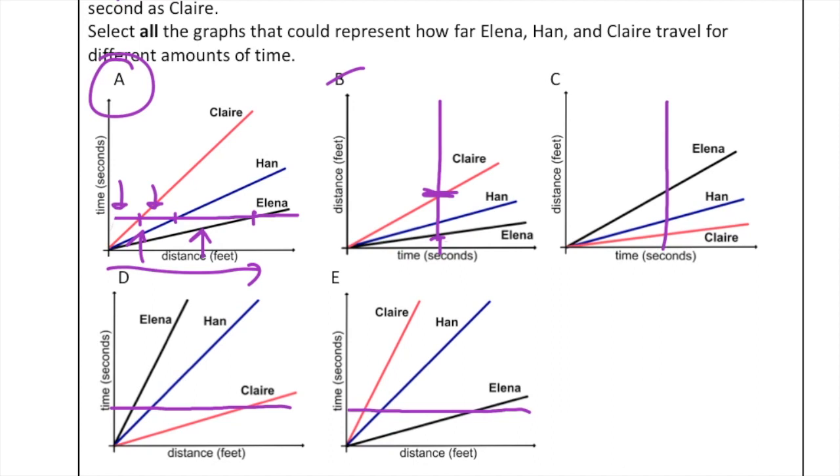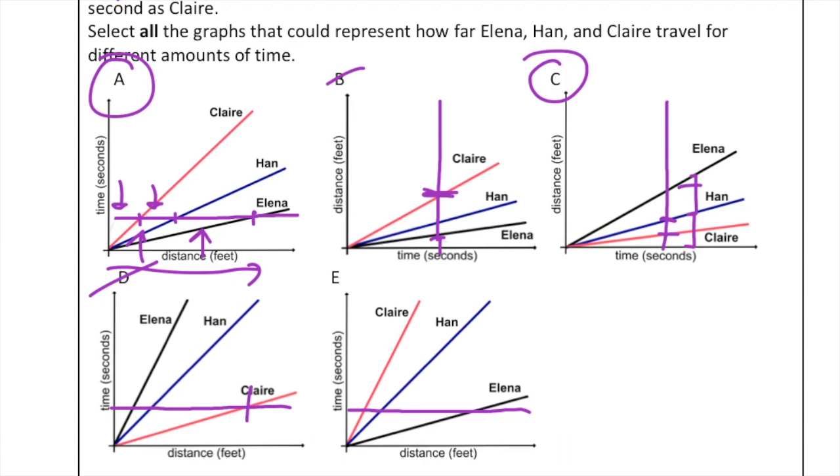Okay. For C, the distance between Claire and the axis and Claire and Han is about the same. And then the distance between Han and the axis and Han and Elena at this particular point in time is about the same. So we're going to go ahead and say C because it has those two things, the relationship and the order. Okay? For D, this is showing at a particular point in time that Claire has traveled the farthest, so we're going to eliminate it.